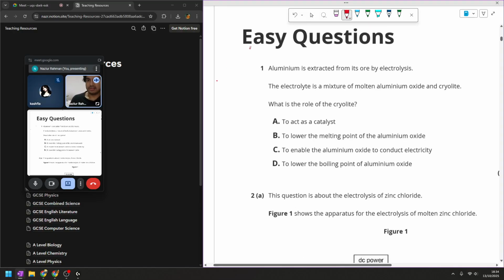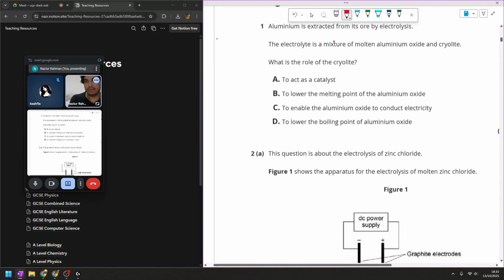Alright, so aluminium is extracted from its ore by electrolysis. The electrolyte is a mixture of molten aluminium oxide and cryolite. What is the role of cryolite? So what does cryolite do? Why do we use it? To lower the melting point.